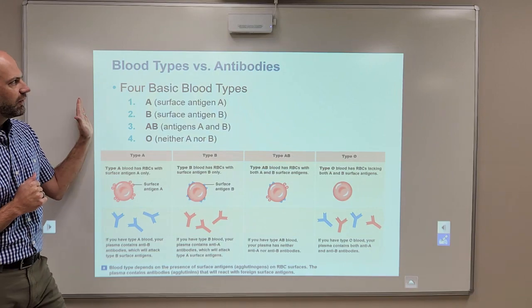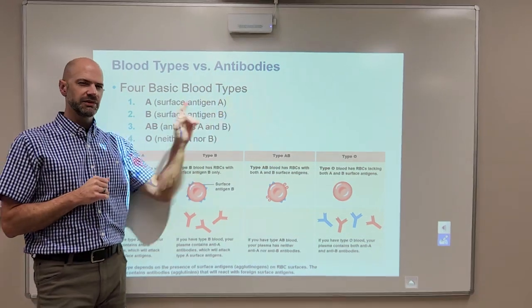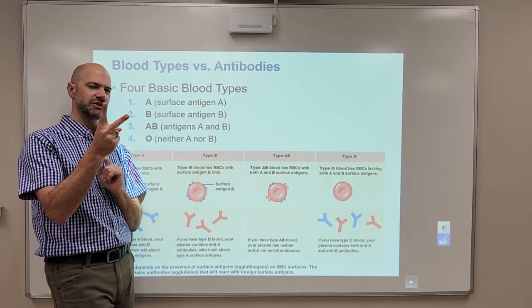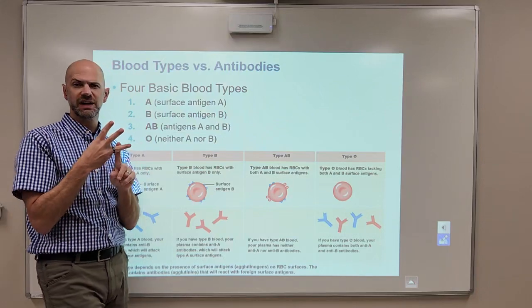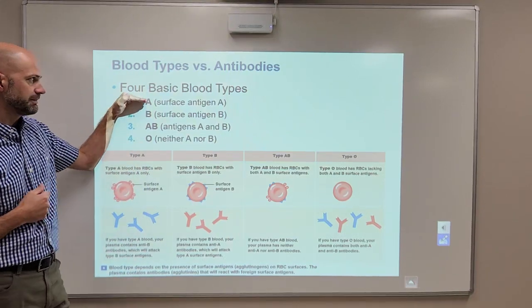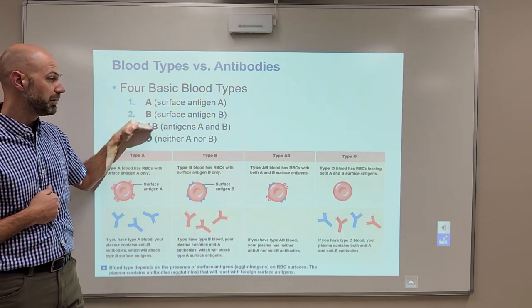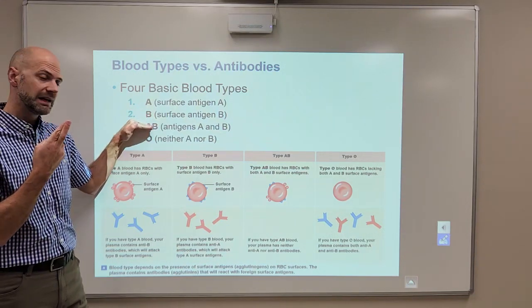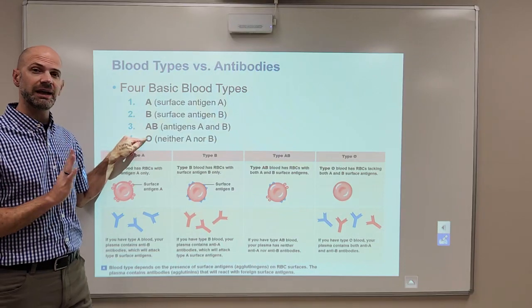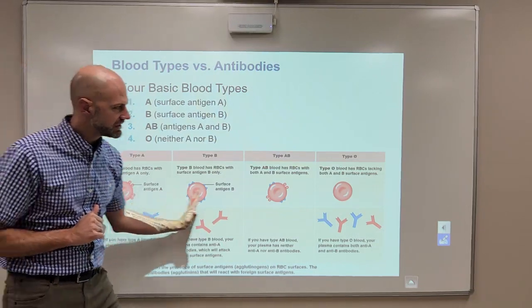So really there are 4 blood types, but really there's only 2 types of antigens, okay? 3 if we include RH factor. We have the A antigen and we have B antigen, okay? And then we can have both A and B together, or we can have neither A or B, okay? So here's a nice convenient table.